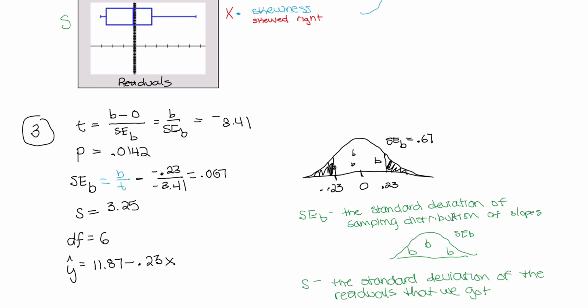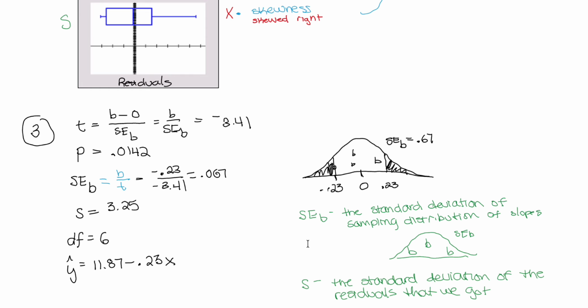And that's just a little information about the meaning of these letters. SE sub b is the standard deviation of the sampling distribution of slopes. s is the standard deviation of the residuals that we got. So both of them are standard deviations, but you can see that they are very different.